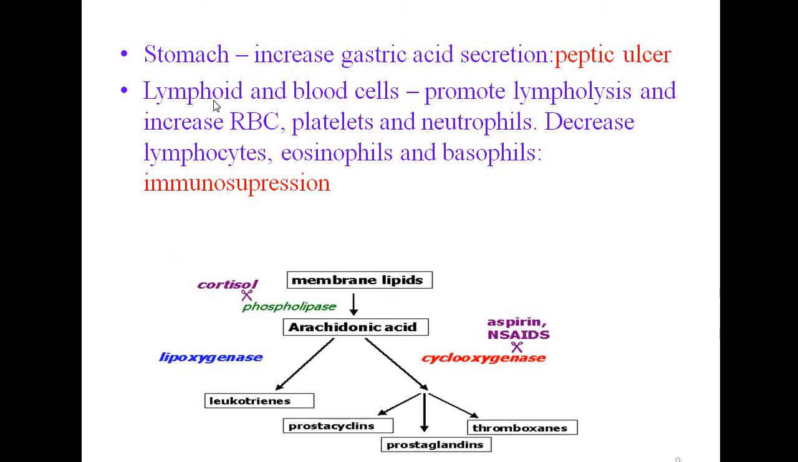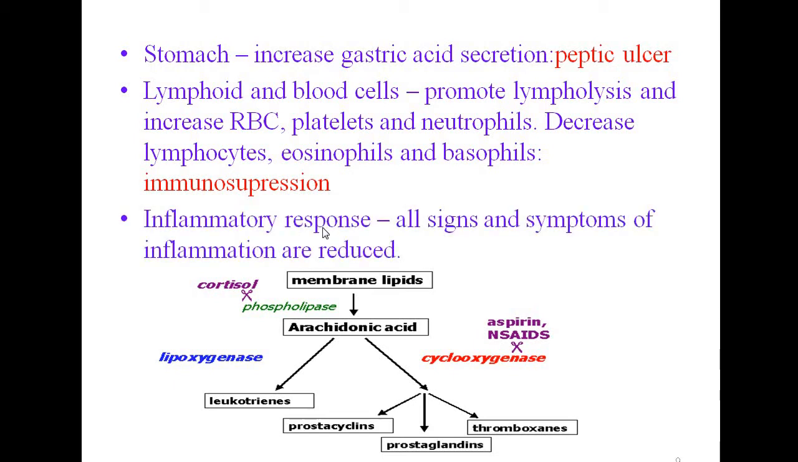On the RBCs and WBCs, there is lympholysis, that is, lymphocyte count decreases, RBC count increases, platelets and neutrophils decrease. There is a decrease in lymphocytes, eosinophils and basophils with an increase in RBCs, platelets and neutrophils. So the net effect of glucocorticoids is immunosuppression. So corticosteroids can be used as immunosuppressants, especially to prevent transplant rejection. At the same time, this immunosuppression can result in superinfections.